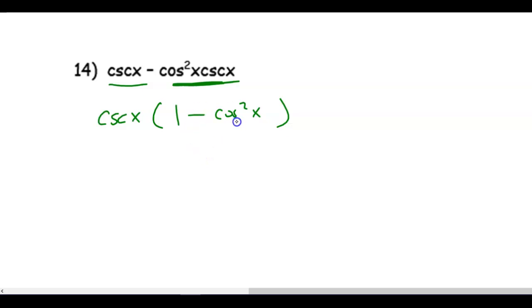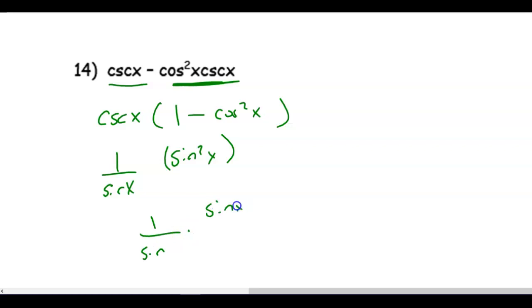So now, let's convert this. This is sine squared because of the Pythagorean identity that we know of. And I'm actually going to go ahead and convert cosecant as well. Let's rewrite cosecant as 1 over sine. So I have 1 over sine times, I'm going to expand sine squared x so you can see that I have 2 sine x's over here at the top, right here. That cancels, so I'm left with just sine x.